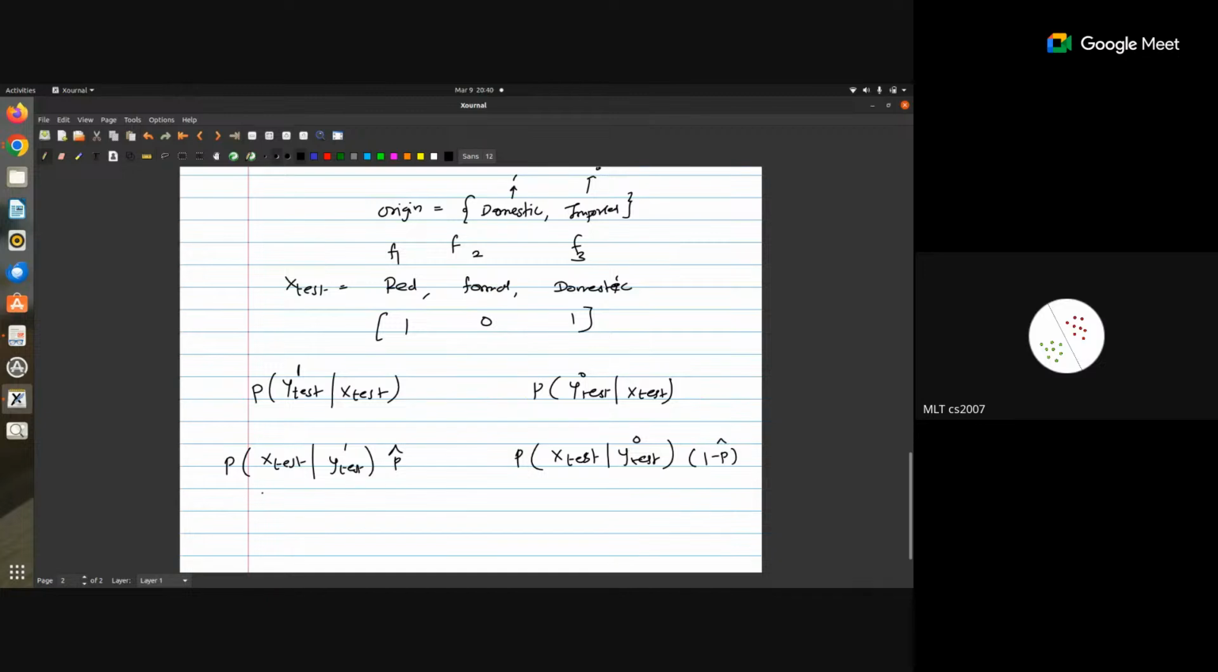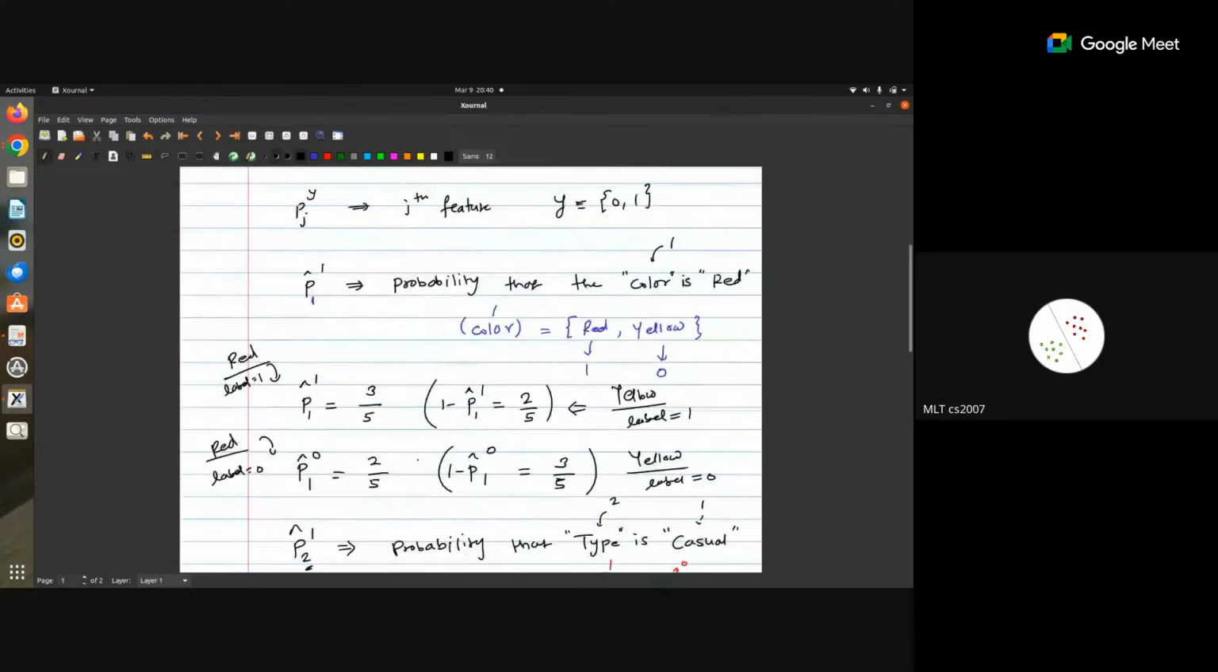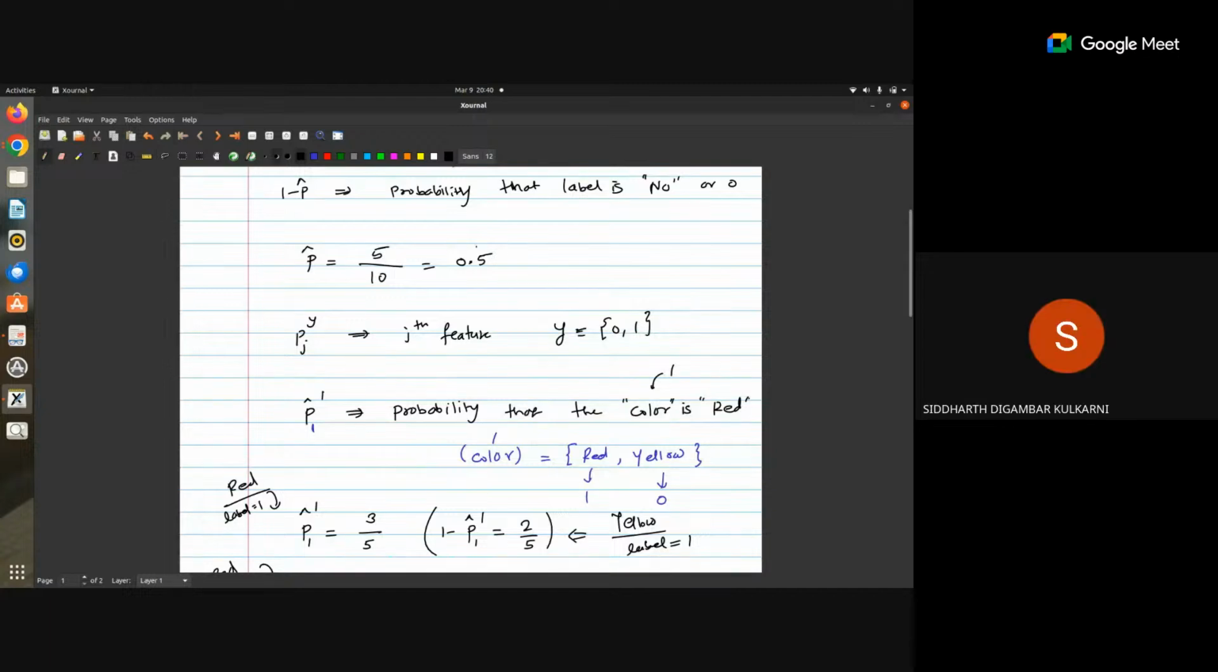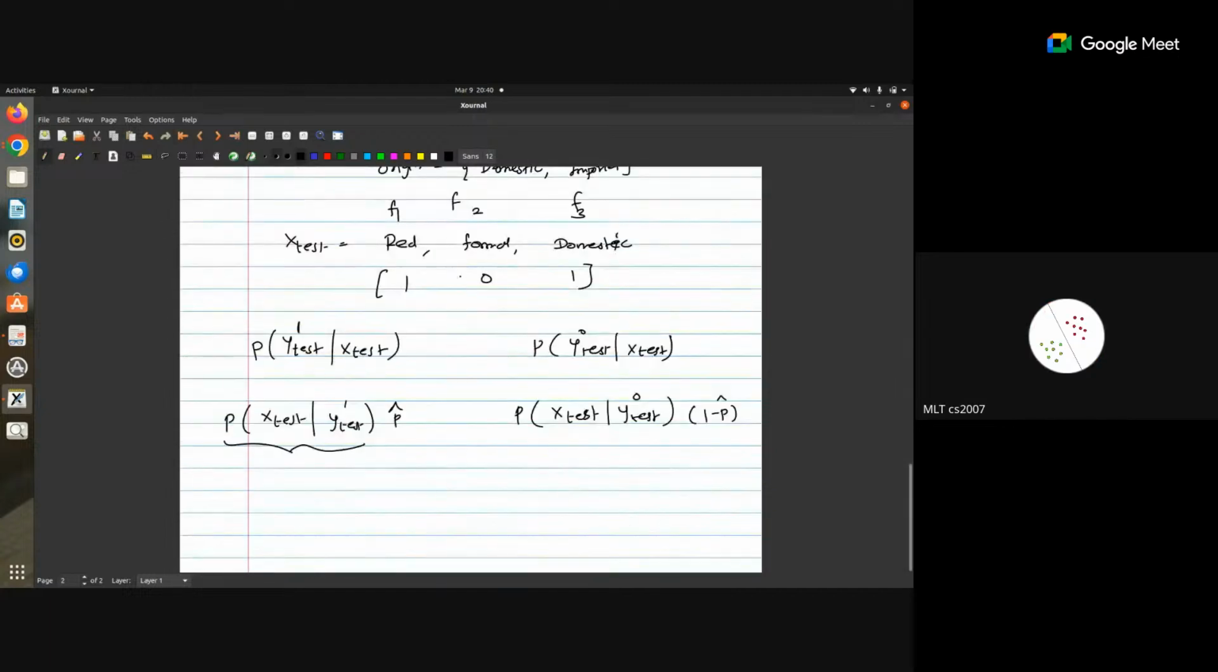What is this probability now? This we know, initially we have done here. It was half and half, so that will cancel. It is 0.5 here, and here also it is 0.5. That's okay. What about this probability? The probability of x test given y test equal to 1. Whenever the label is 1, what is the probability of x test? That is the question being asked.